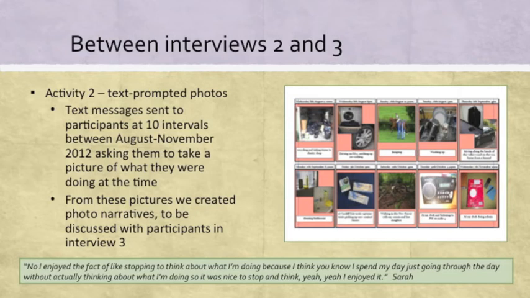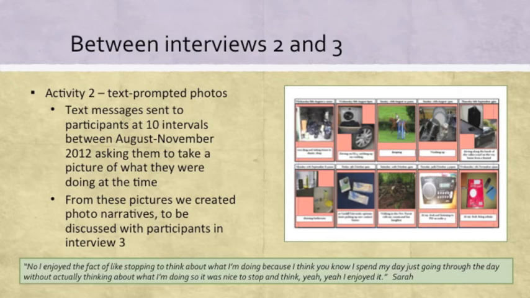Between August and October, there were 10 occasions when we sent a text message to all our participants on the same days and at the same times, asking them to take a picture of what they were doing at the time. And we explained to them, obviously, that they didn't have to take pictures including people, but just something to represent the activity that they were engaged in when we asked for those pictures.